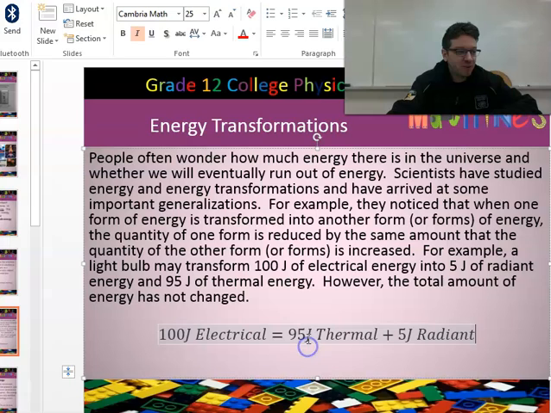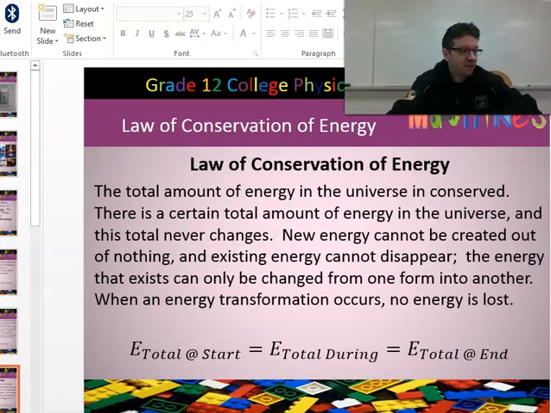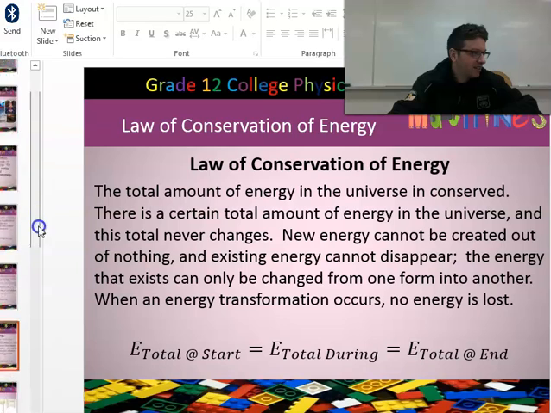It's still extremely important that the total amount of joules or energy we have on one side of the equation is the same as on the other side of the equation. Why? Because this is the law of conservation of energy. Okay? And it says that the total amount of energy in a system is conserved. You cannot create energy out of nothing. Okay? And of course, existing energy cannot disappear. So we're going to use this idea, this law of conservation of energy, to do some problems.